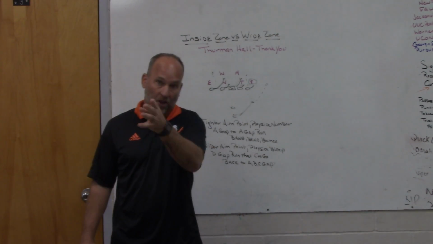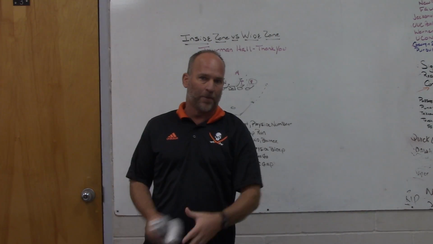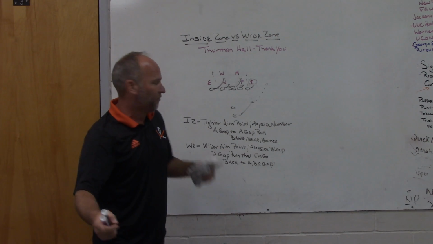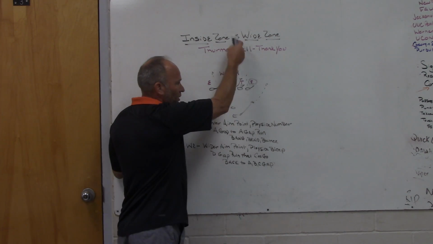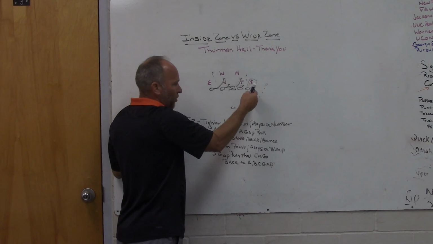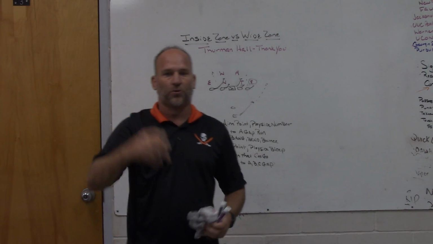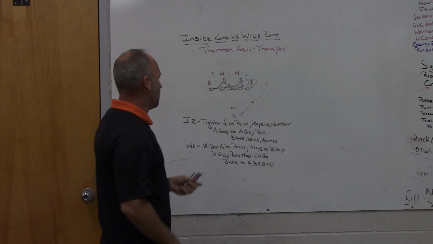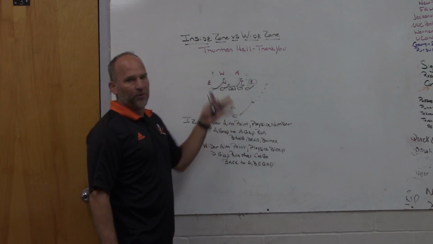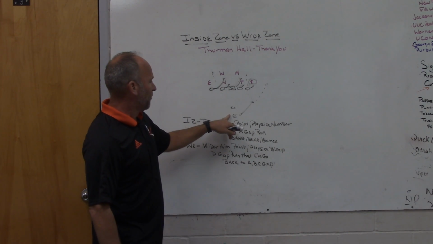So that's why it looks like it bends back so far all the time, but it really doesn't bend back all that far. It just almost creases directly, or just inside, of the aiming point that the back originally had. All right, so those are the two major differences between inside zone and wide zone. The back's going to have different footwork. Obviously, I have it drawn up here from the pistol.